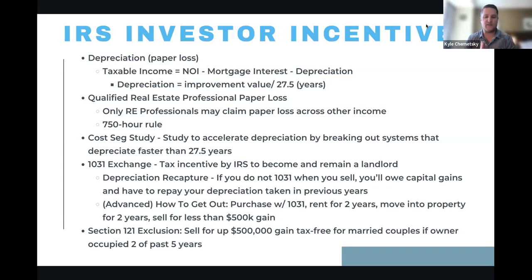The Section 121 exclusion is if you've lived in a property for 2 of the past 5 years and you're a married couple, you can sell for up to $500,000 gain tax-free. If you're single, it's just $250,000.